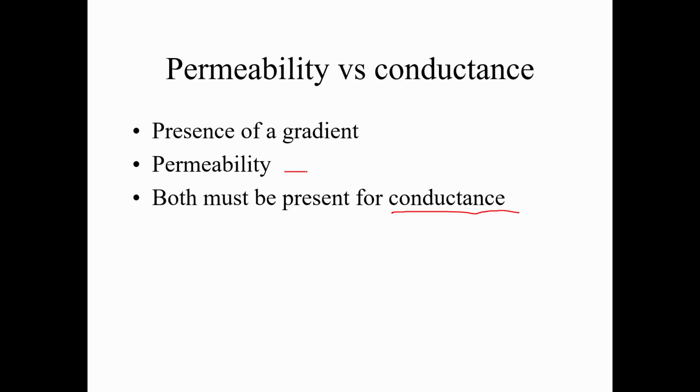However, you also need permeability. If you have a gradient but no way for ions to cross the membrane, you will not have conductance. If you have high permeability but no gradient, you will not have conductance. So to actually have ions flowing across a membrane, you have to have a gradient for the ions to travel along, and you have to have a channel for the ions to go through. And both of these things are required. Both of those things are required for there to be conductance.